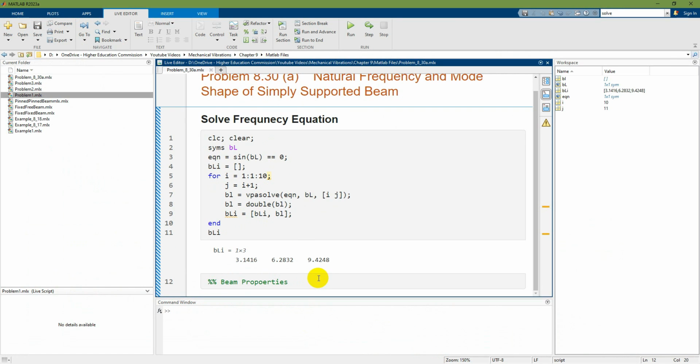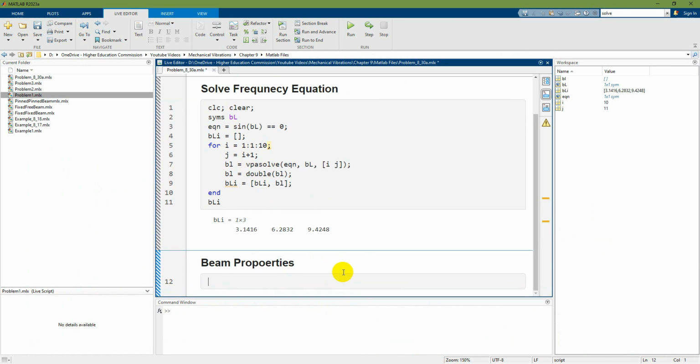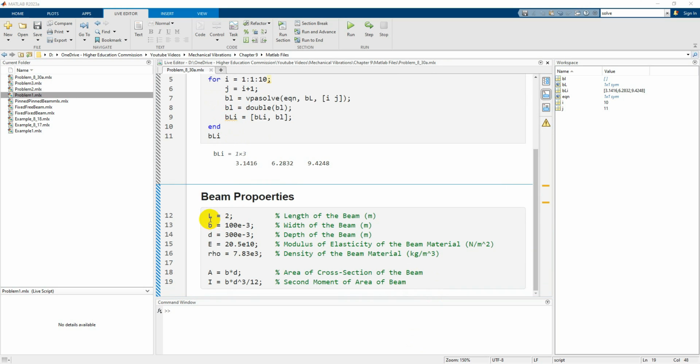So next step, next heading is beam properties. Okay, and I'm going to add all these beam dimensions and then calculation. So now L is the length of the beam, B is the width of the beam, which is 100 millimeter. D is the depth of the beam, which is 300.